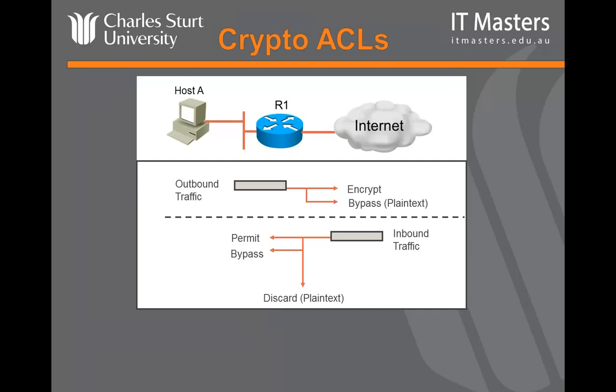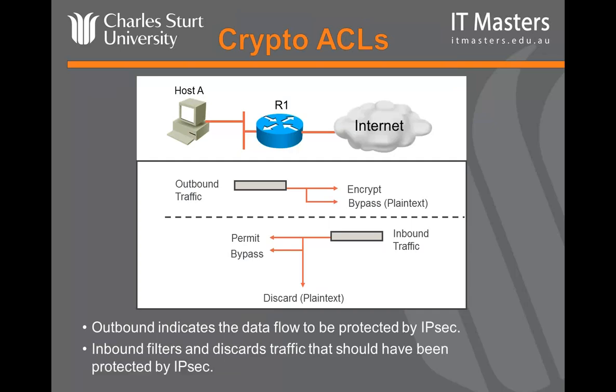So the crypto ACLs are basically what decide what we're going to send. In this diagram, outbound traffic comes out, and the ACL is going to determine whether we encrypt it or bypass the VPN tunnel and send it via plain text. Remember, router one is connected to the internet, so your basic internet traffic doesn't want to be encrypted. But any information we want to send to the remote network needs to be encrypted across the VPN tunnel.